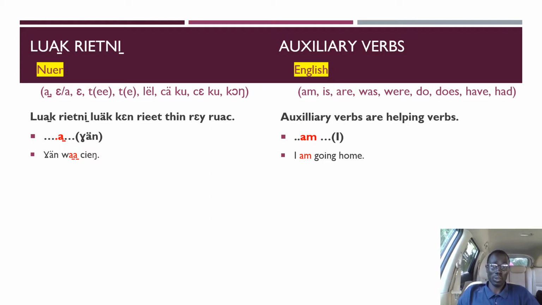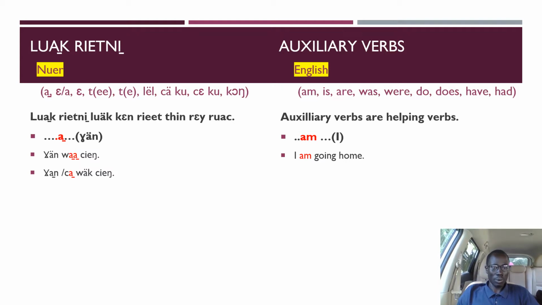When you say I going home, people will understand it, but with the auxiliary it makes it clear. It makes you someone who knows the language. Same thing with Nuer. Un wakchang, people would understand, but the correct form would be un wa chang.